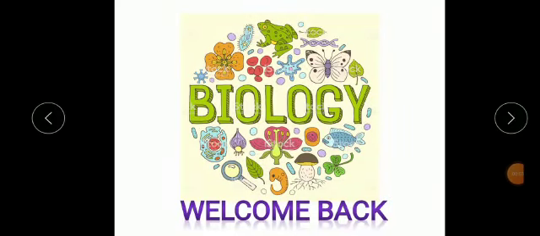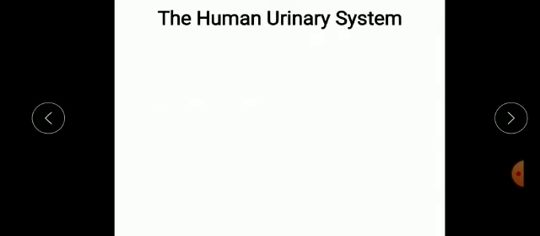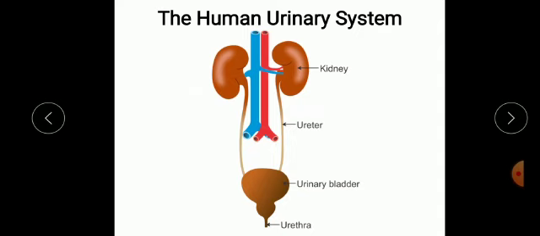We are discussing excretion in the human body. In our previous class, we learnt about the process of excretion, types of waste excreted, and various excretory organs. Today we will discuss the human urinary system in detail. The human urinary system consists of a pair of kidneys, two ureters, urinary bladder, and urethra.